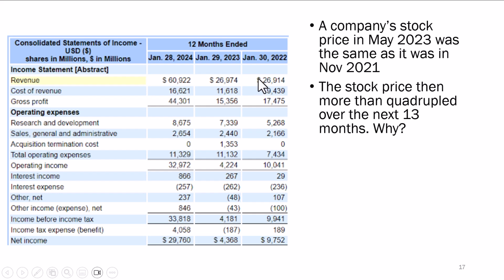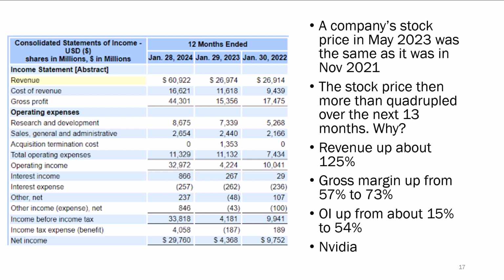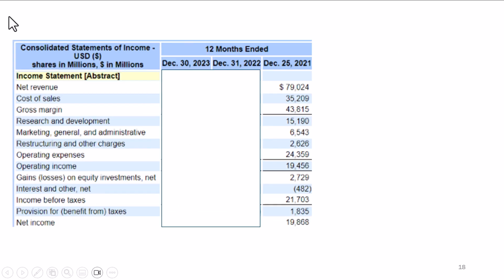We can see that as a couple of years passed, and I was just doing snapshots as far as this company and its stock price, this company exploded in terms of revenue, up 125%. This company's gross margins went way up from 57% to 73%. Their operating income was up from about 15% to 54%. This company is NVIDIA. So NVIDIA exploded. They're now one of the most valuable companies in the world, and its financial ratios would also support that.